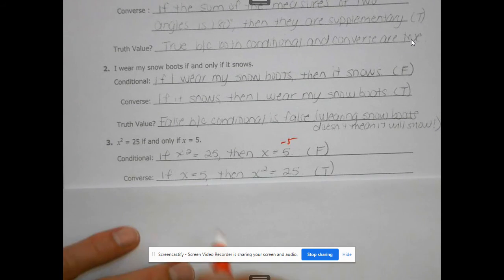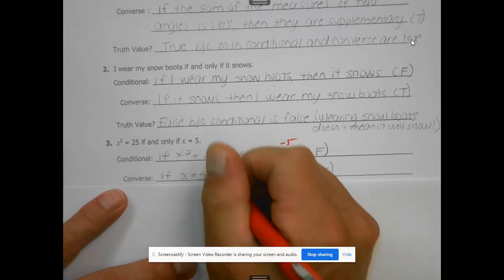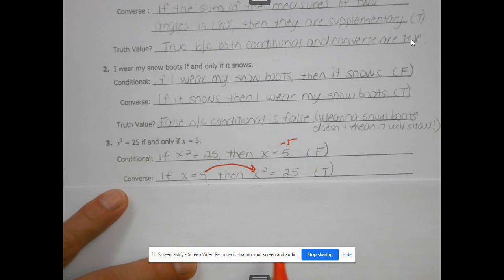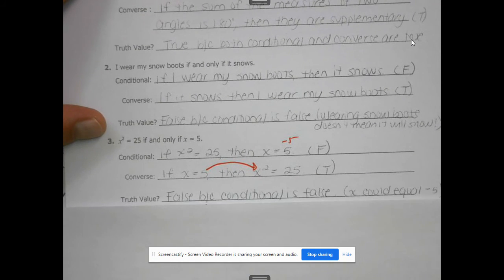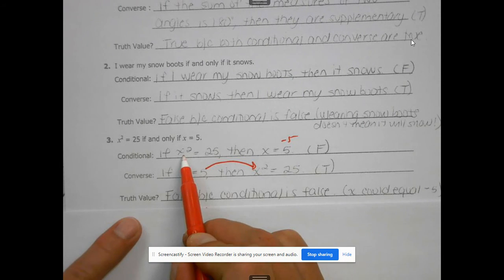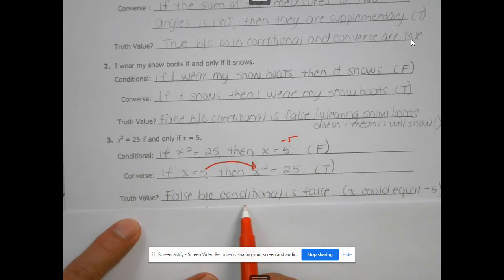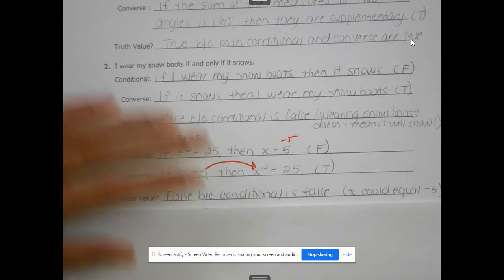The converse, if x equals 5, then x squared equals 25. If I take that 5 and I plug it in there, 5 squared is 25, right? So that guy is true. However, the biconditional is going to be false because up here, guys, if we plug in negative 5 here, we still get 25, okay? Our conditional is false. That means our biconditional is false.